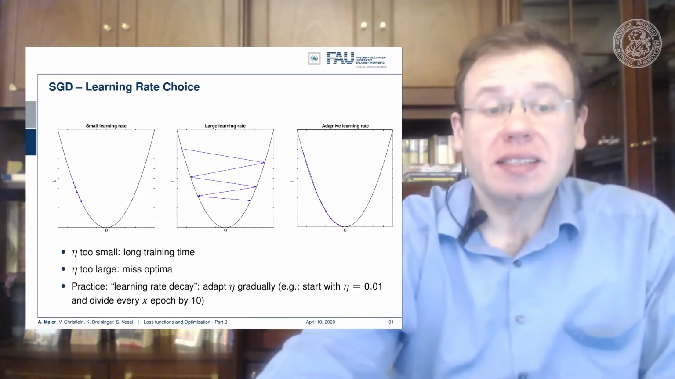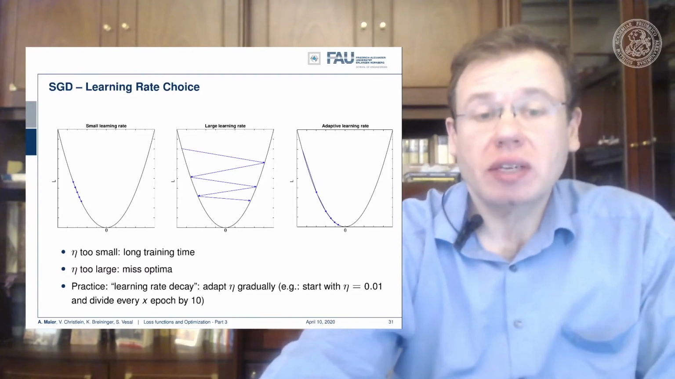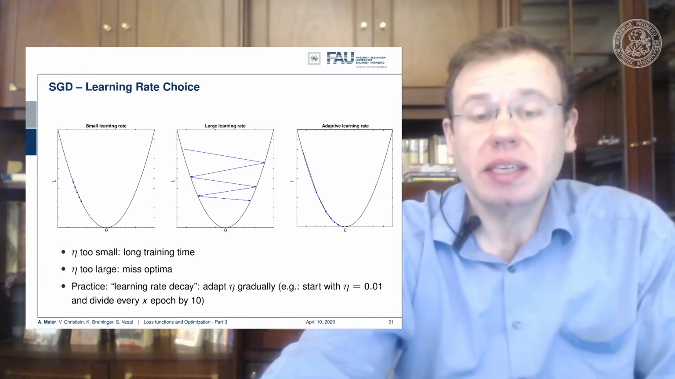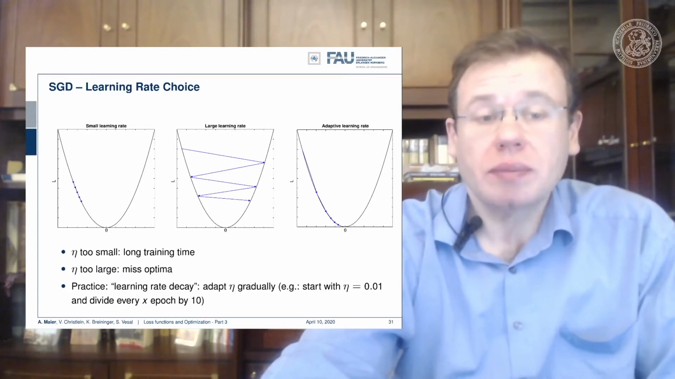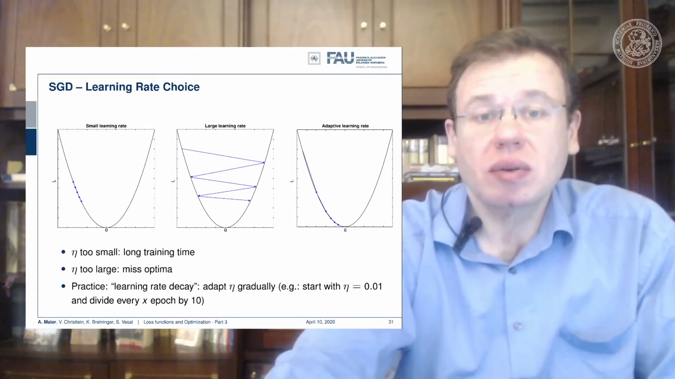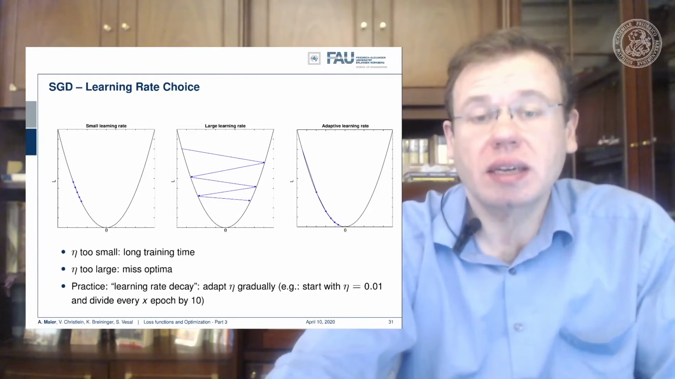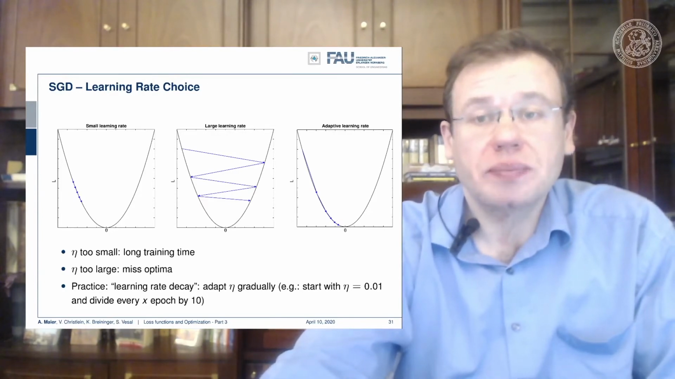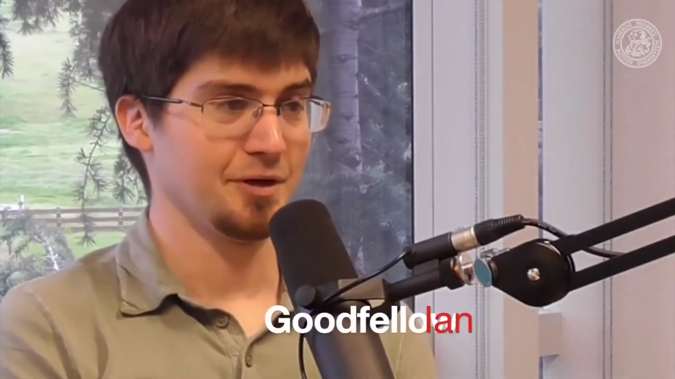So in practice, you work with a decay of the learning rate, so you adapt it gradually. You start with, let's say, 0.01, and then you divide by 10 every x epochs. This helps you get a decaying learning rate, and you don't miss the local minimum that you're actually looking for. It's a typical practical choice. So that's stuff that has really stood the test of time.